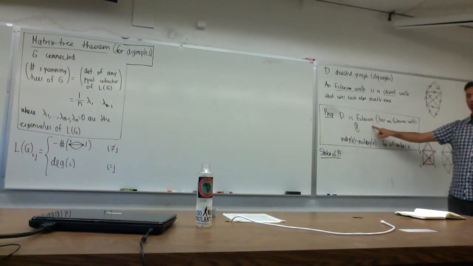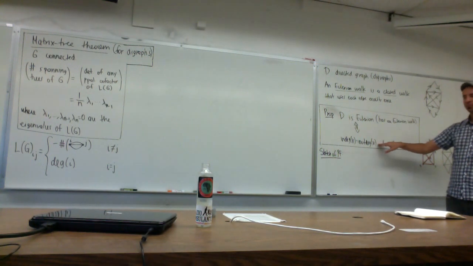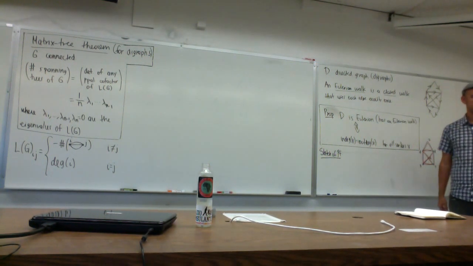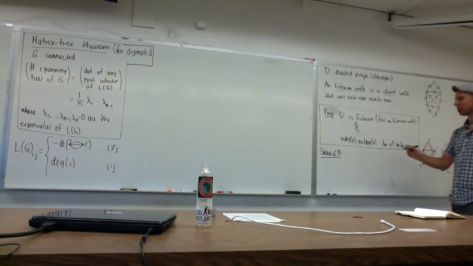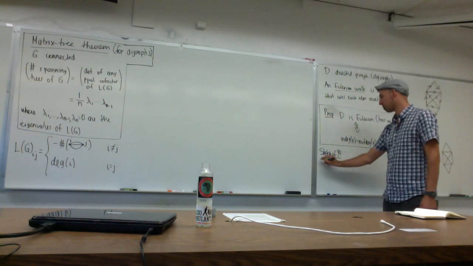So let's assume that we have a graph where each in-degree equals the out-degree, and let's prove that it has an Eulerian walk. What we're going to do is just walk. So this proof is called just walk.